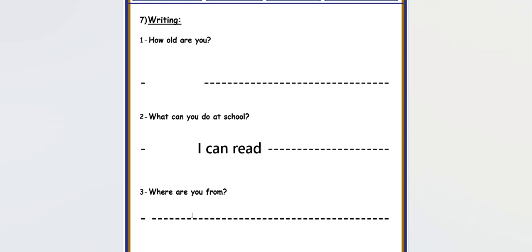Where are you from? You can write where you are from. For example, I am from Qatar. So you write, I am from Qatar. Or you can write only Qatar. If you cannot write the whole sentence, you can write only Qatar like this. It will be okay. If you are from another country, Jordan, Syria, any country, you can write here.